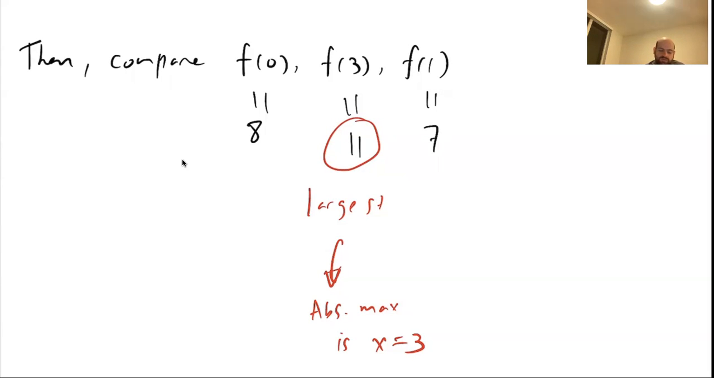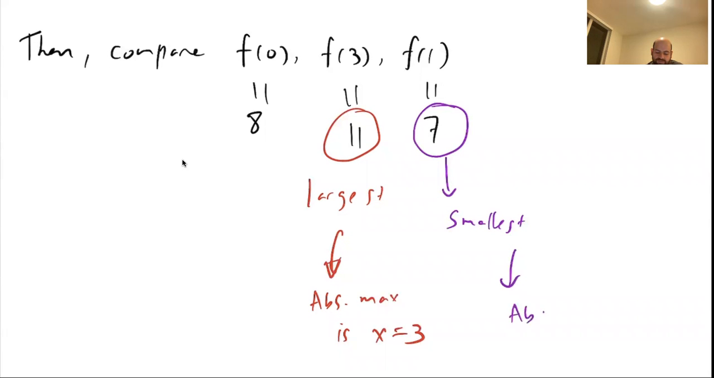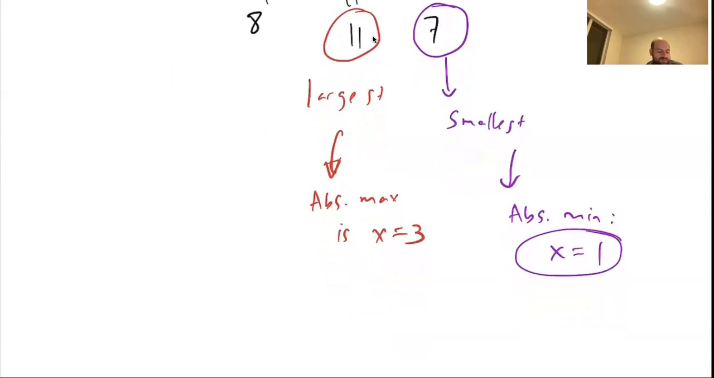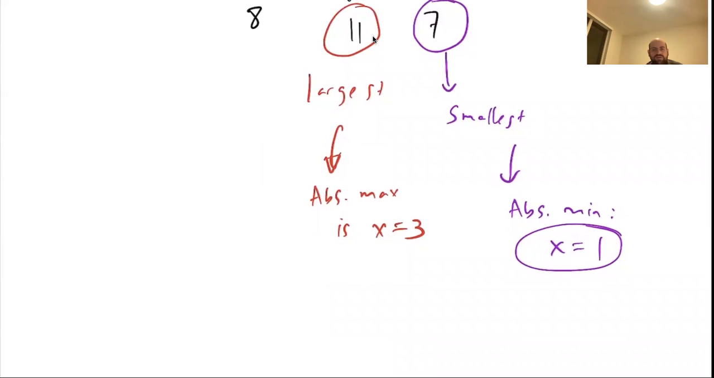What about absolute min? Which one is the smallest one? This one is the smallest between 8, 11, and 7. 7 is the smallest one. So that means the absolute min will be x equals 1. All right, that's it. So absolute max x equals 3, absolute min x equals 1. Let's look at another example.